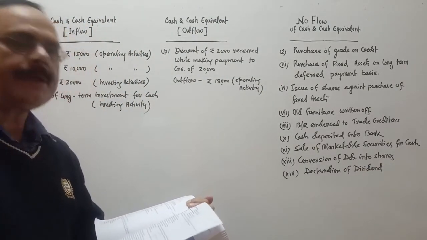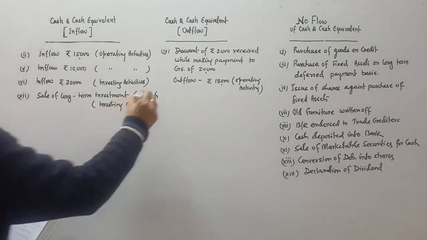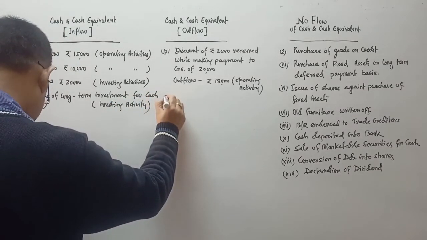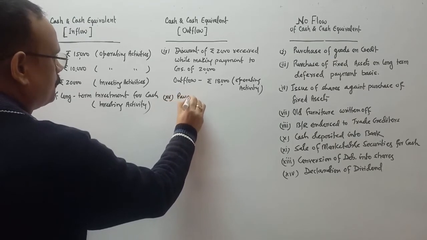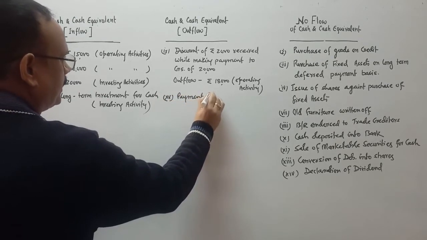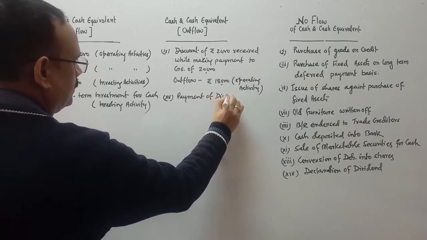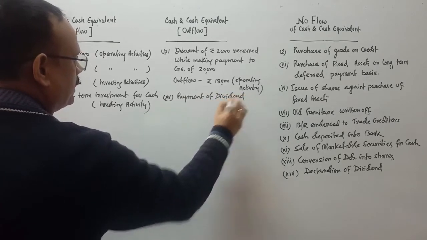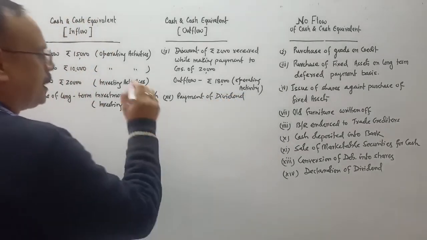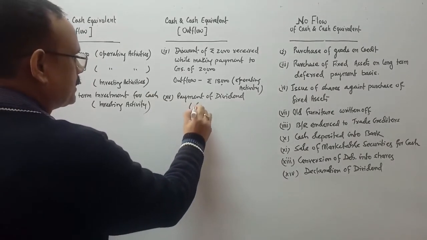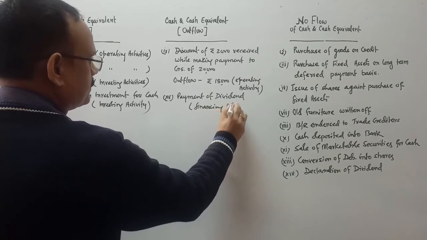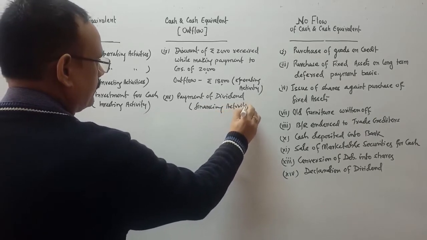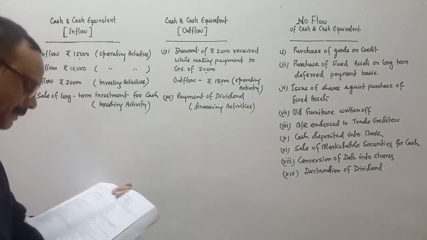Next is payment of dividend, point number 15. Payment of dividend is an outflow of cash, and this comes under the financing activities. Is it clear? Financing activities.